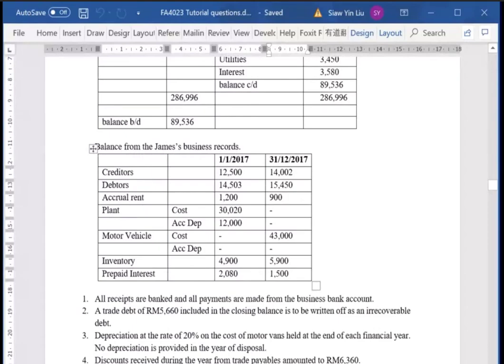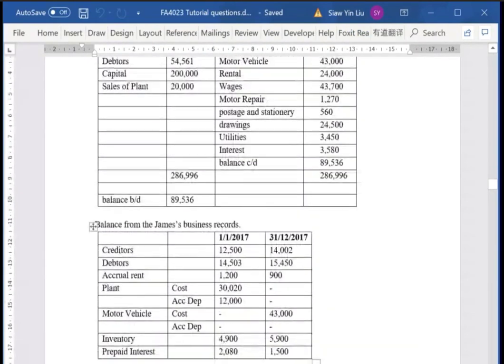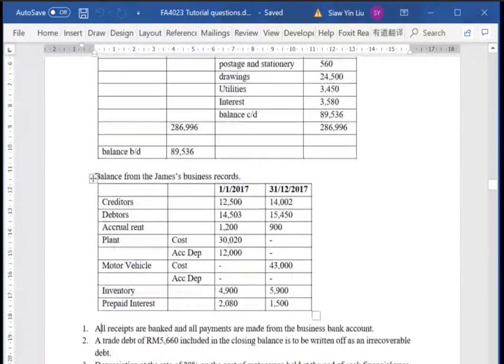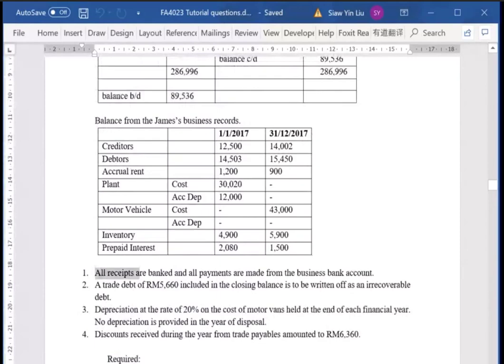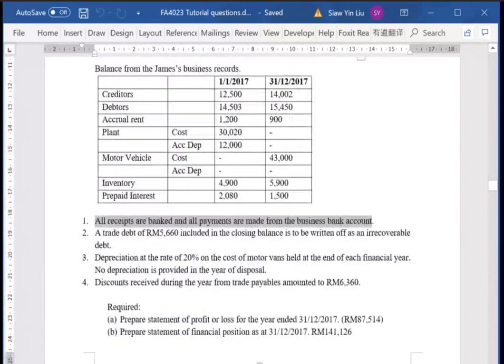Yeah, I recorded already. Now, here all the receipts are bank and all payments are made from the bank account. So basically, you don't have much cash sales figure, because all receipts are bank and all payments are made from your bank account. So from your bank account, you can see all the transactions.